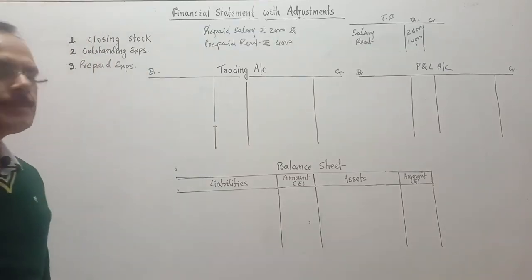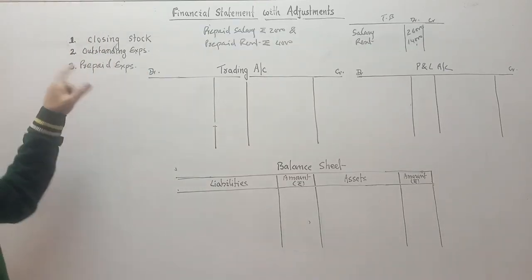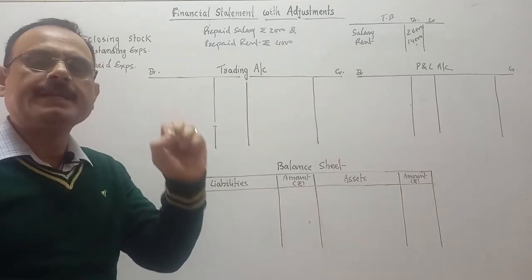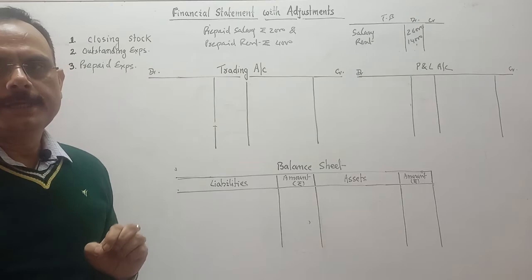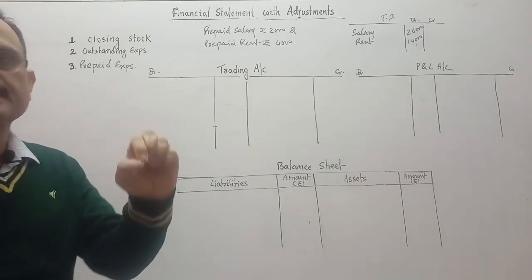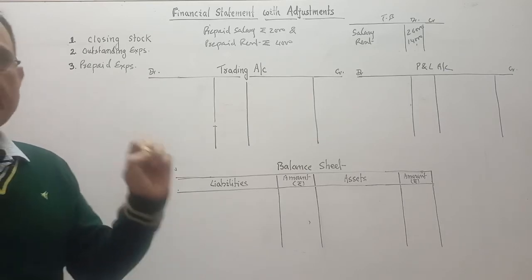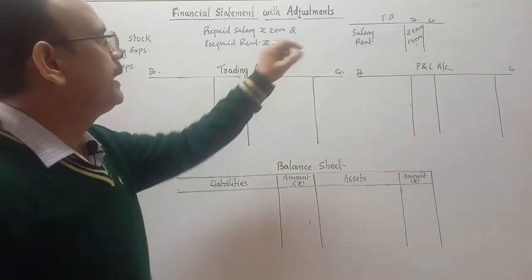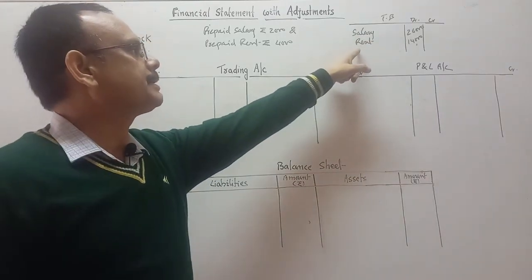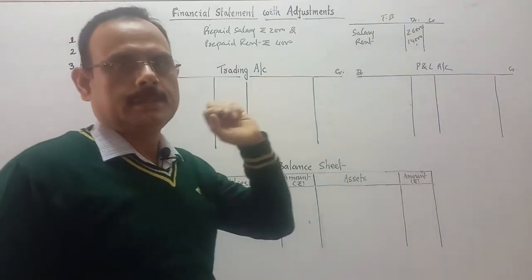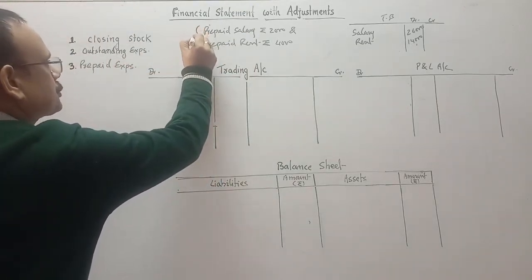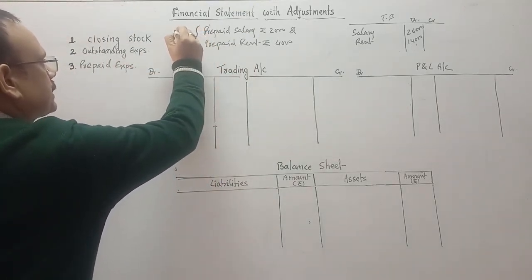The next adjustment is related to prepaid expenses. What is prepaid expenses? Expenses paid in advance. If this information is given outside the trial balance, then this is an adjustment. How will we adjust it? Suppose in the trial balance salary is 26,000 and rent is 14,000, and these two are given in the adjustment.